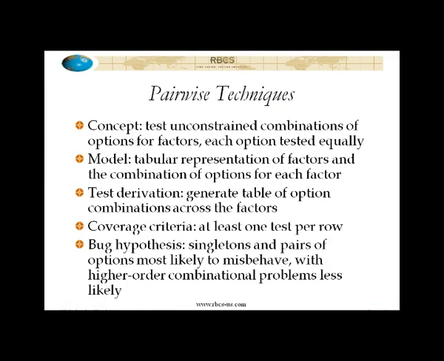assure ourselves, as I said, that every pair of options across all the possible pairs of factors identified in the table have been tested at least once. All right, so what is the logic behind this? Why would we think that this would be, quote unquote, enough?